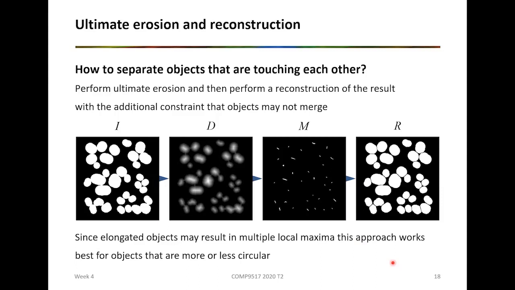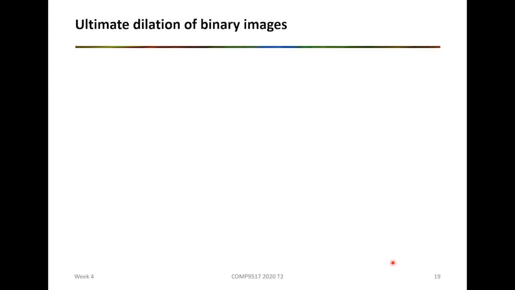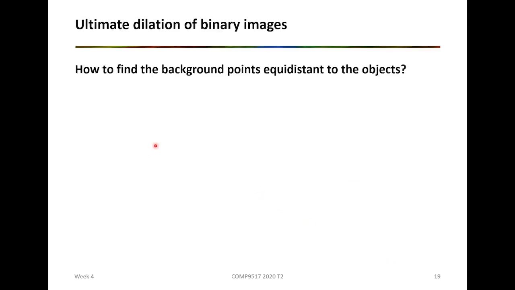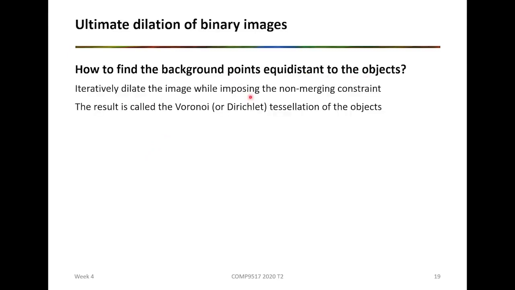This was an example of how you can use ultimate erosion. We could also think about ultimate dilation. How do you find the background points that are equidistant to the objects? Well, you can iteratively dilate the image while imposing this non-merging constraint that I mentioned. And what that will give you is what is called the Voronoi tessellation of objects.